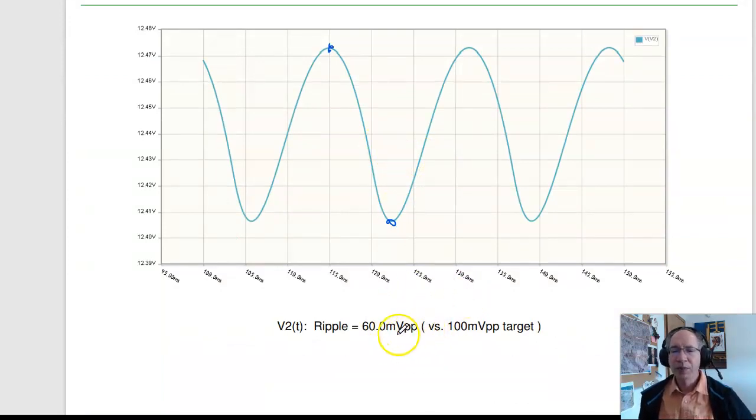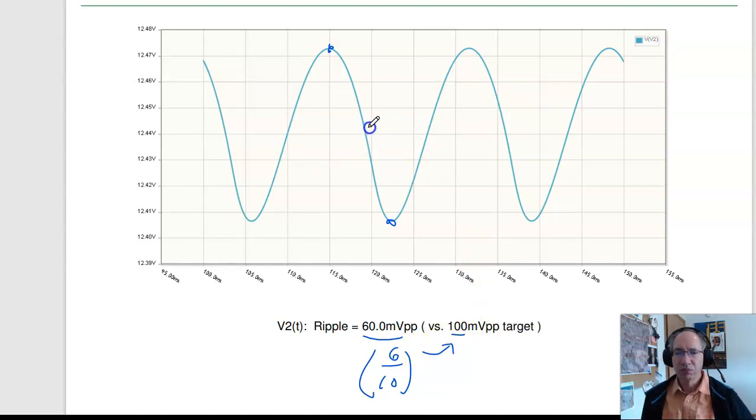If you want to fine-tune it, again, I can make the capacitor smaller. Smaller capacitor gives you bigger ripple. So make the capacitor 6/10 of what I calculated, and then I'll get closer to 100 millivolts. Or for this course, call it good enough.